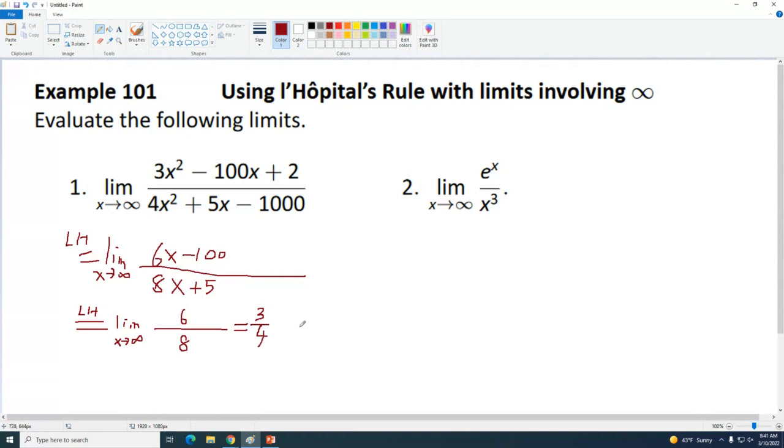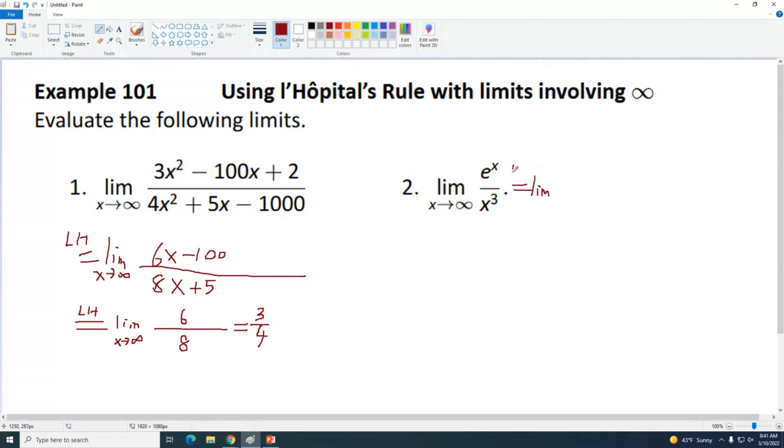And this really confirms what we are thinking. The highest degree is 3 over 4, and that's what the limit at infinity is. So that's the horizontal asymptote of the entire function. This one, again, numerator approaching infinity, denominator approaching infinity.